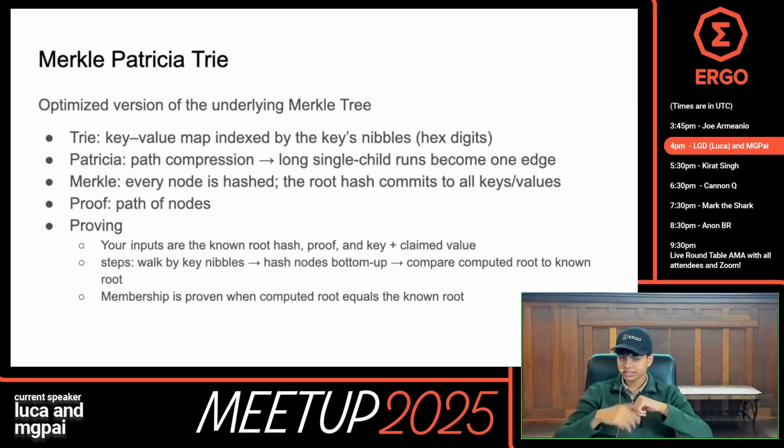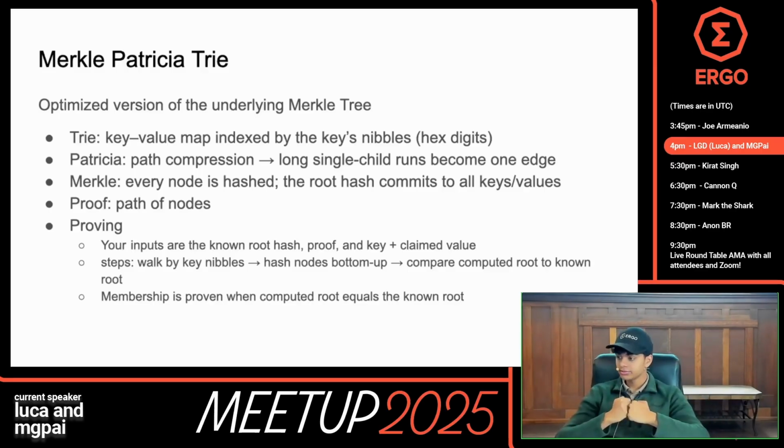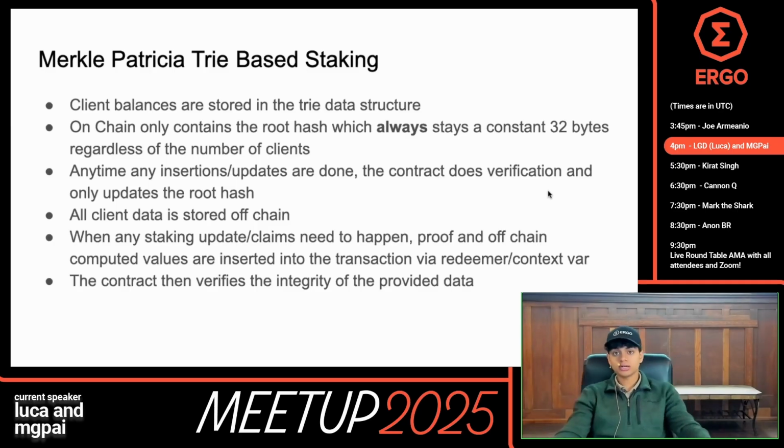You can do that same hashing from scratch, and then you compare it. Hey, is the thing I computed, does it match what I already know? And if yes, then you know that everything's correct, like no one's messing with anything, right? So membership is proven when the computed root equals the known root, and the known root is what you passed in. So let's talk about how this integrates into staking.